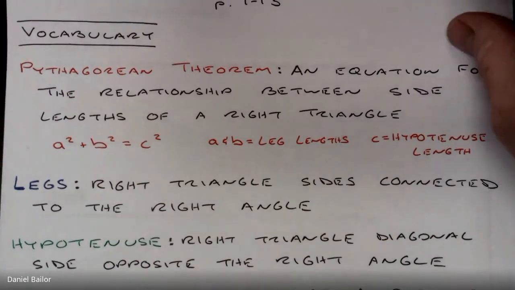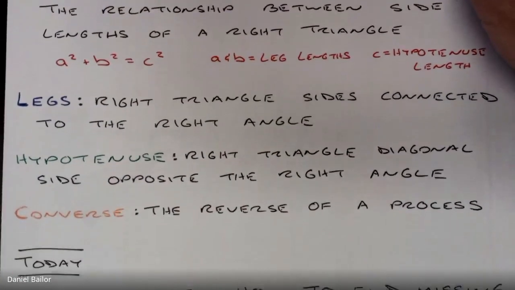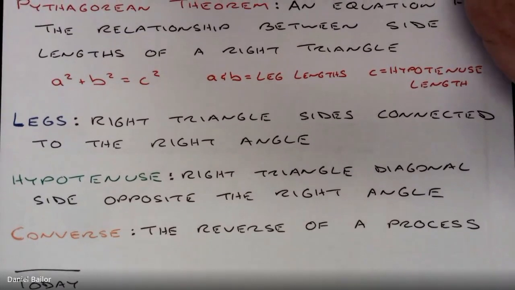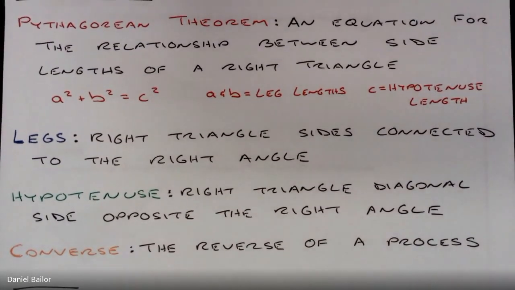I do have the definition of legs and hypotenuse for you so that you can have those again. Legs are the right triangle sides connected to the right angle. The hypotenuse is the right triangle diagonal side that is opposite the right angle. So very important, you know what the legs are, what the hypotenuse is in a right triangle. And remember, this only works for right triangles.